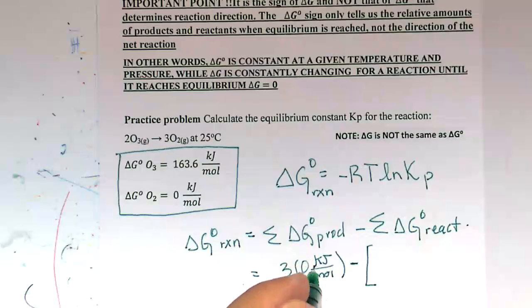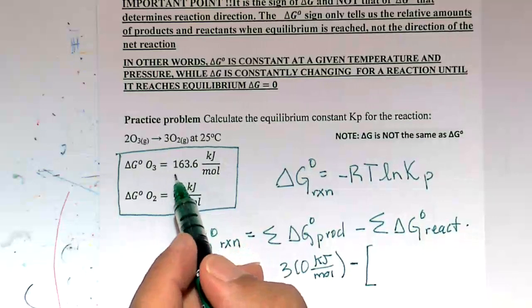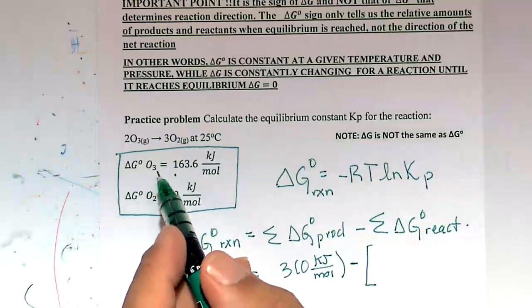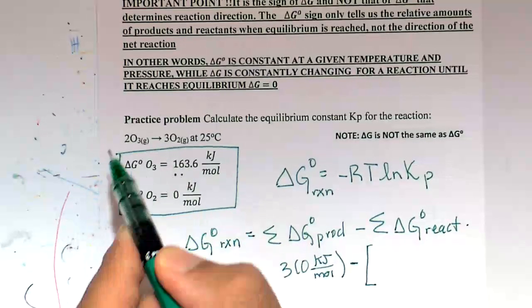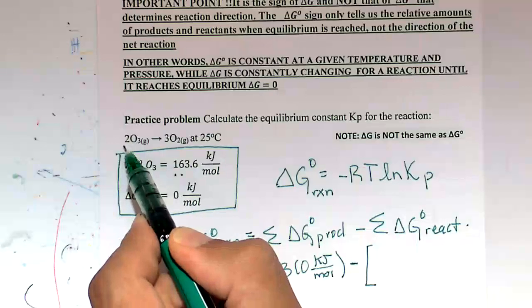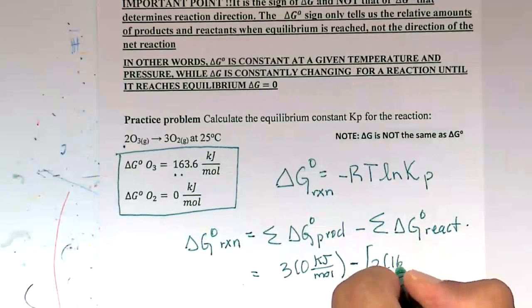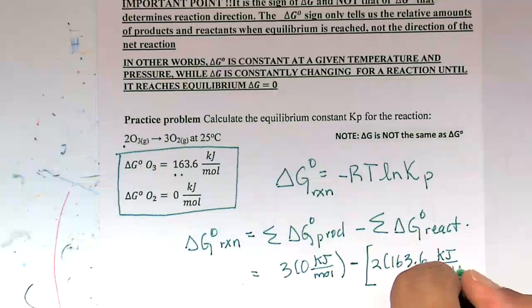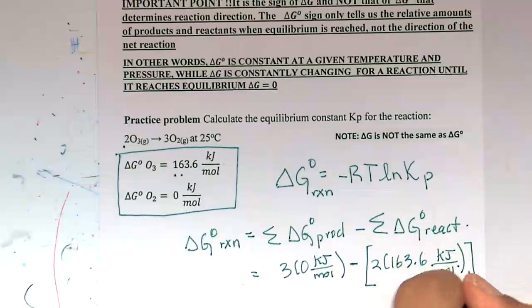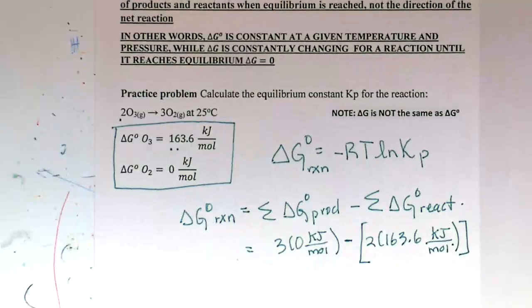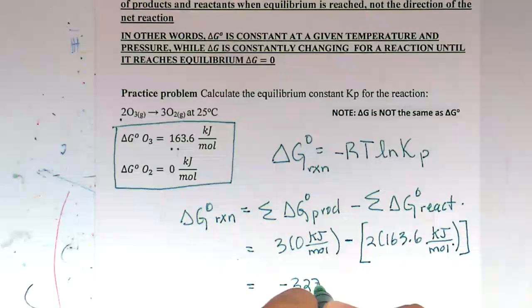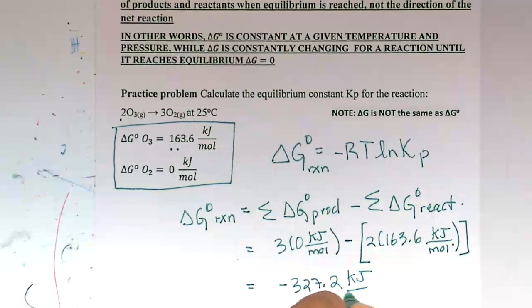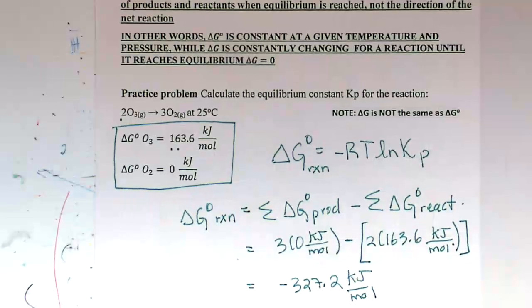I want you to put a big bracket here because some of the reactants, this is 163.6, I got these from a textbook. And that's for 1 mole. How many moles do we have in this balanced equation? So 2 times 163.6. When I do this, I'm getting minus 327.2 kilojoules per mole.